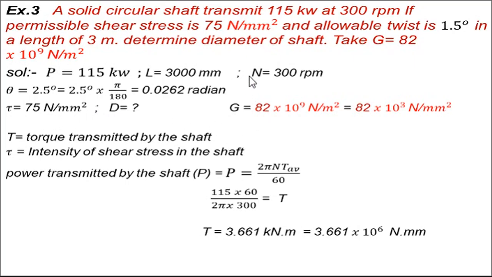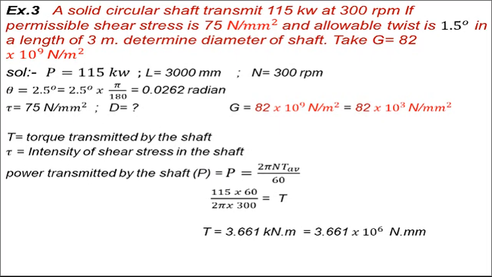As per this problem, G is given, the shear modulus or modulus of rigidity. Convert it into newton per mm square by multiplying. So it is converted to 82 into 10 to the 3 newton per mm square. Capital T, we know, is the torque transmitted by the shaft. Small tau is the intensity of the shear stress in the shaft.